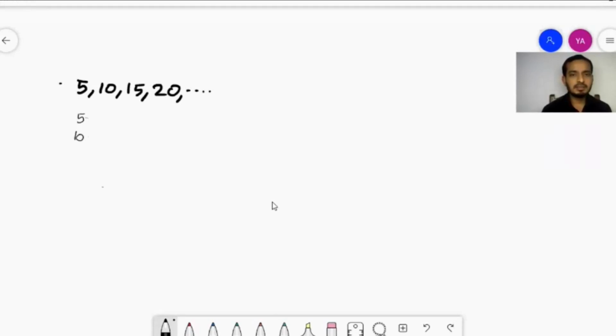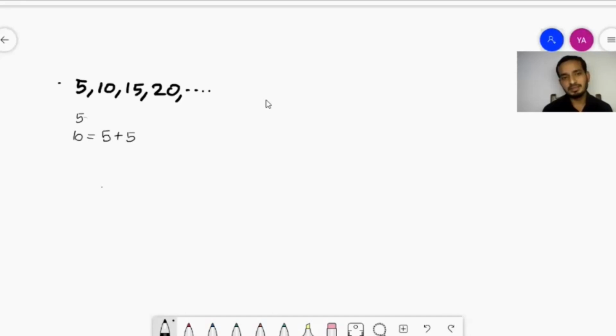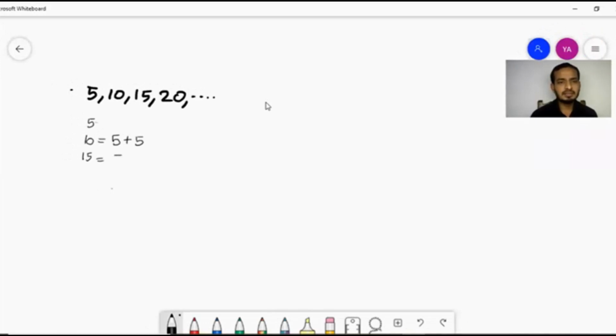To get 10, what do we have to do? We add 5 to the first term. The first 5 means the first term, and the second 5 means the common difference. So we have to add the common difference to the first term to get the second term. So the second term 10 is got by adding 5 to the first term 5. And the third term, 15, is equal to the first term 5 plus 2 times the common difference.